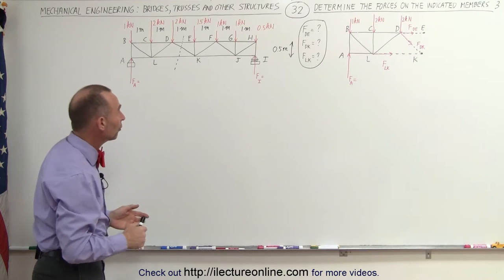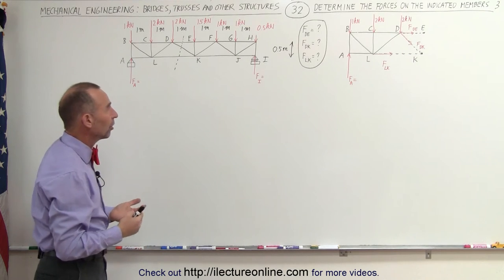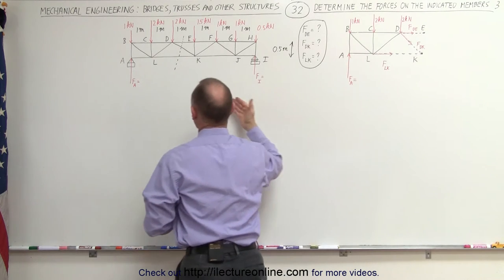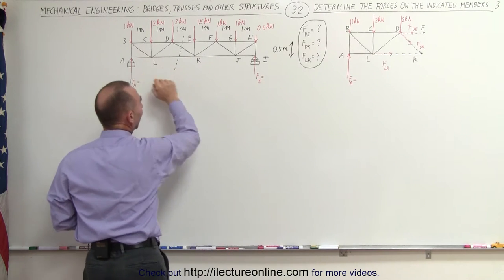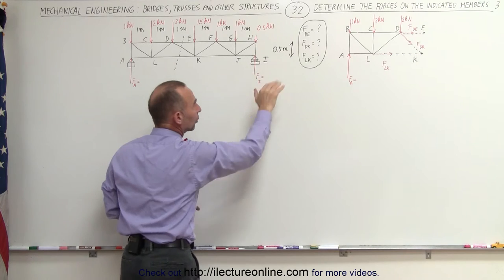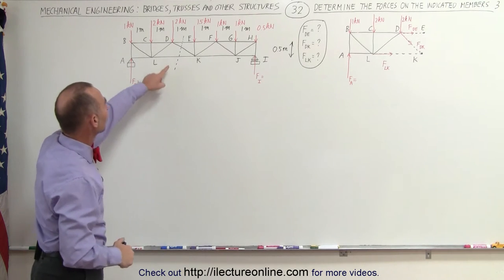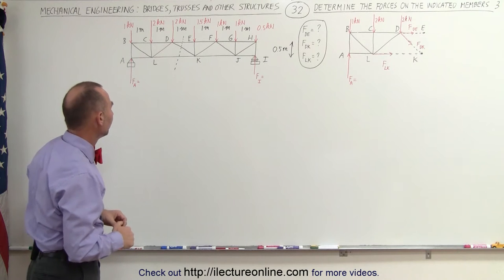Again, just like before, we want to know what the support forces are, and since I'm going to use just the left section here, I would be okay with just finding the force at A. I don't need to find the force at I since I'm not going to use that portion of the floor joist to find the force on the members here.